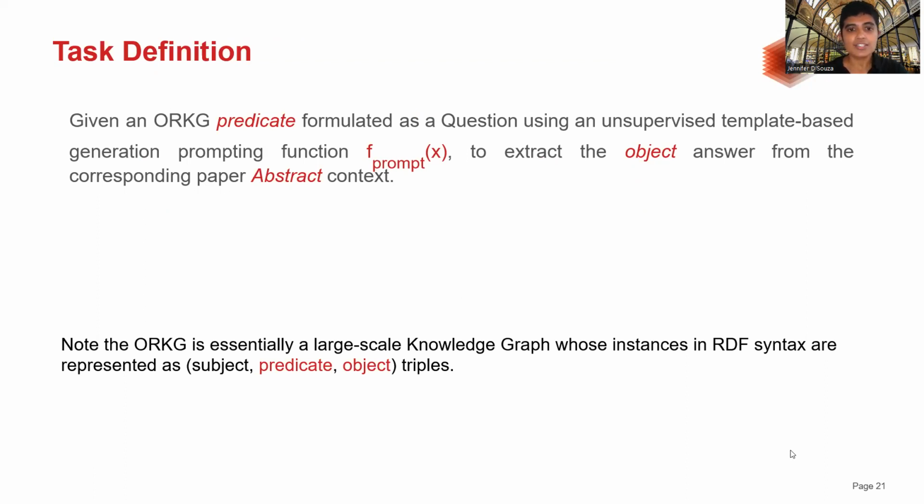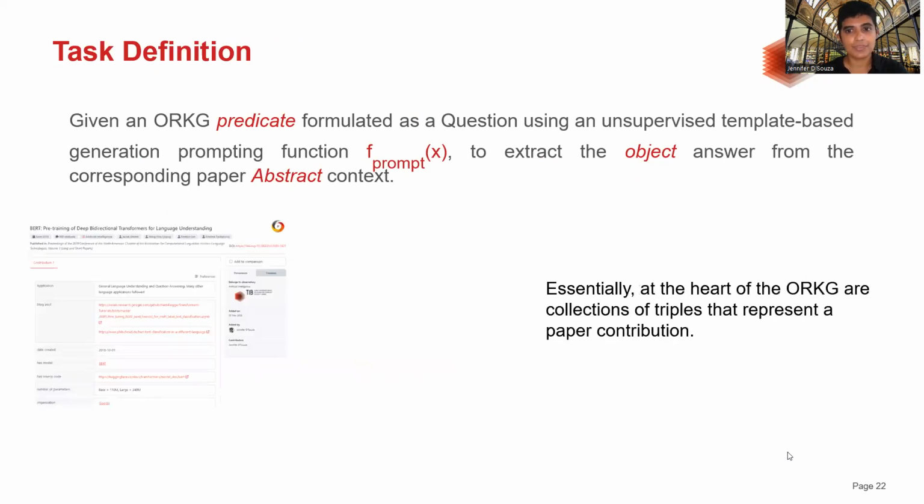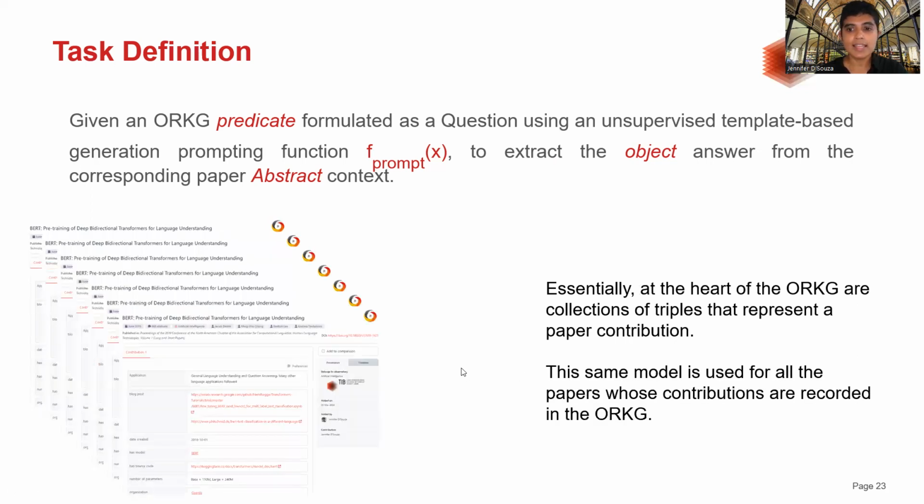Note the ORKG is essentially a large-scale knowledge graph whose instances in RDF syntax are represented as subject, predicate, object triples. So essentially at the heart of the ORKG are collections of triples that represent a paper contribution. And the same model is then used for all the papers whose contributions are recorded in the ORKG.